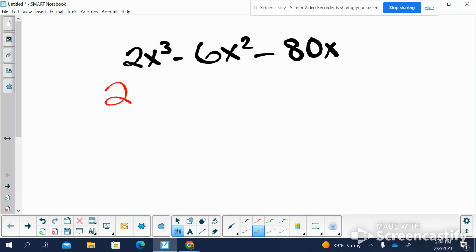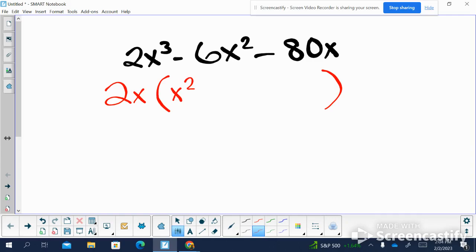They all also have an x in them, so I can take out 2 times x from each of them. Factoring out is just dividing out. So now, since my 2x is on the outside, I'm trying to think to myself, what can I multiply by 2x to get 2x to the third? So 2x times x is 2x to the third. That must mean that I need an x squared.